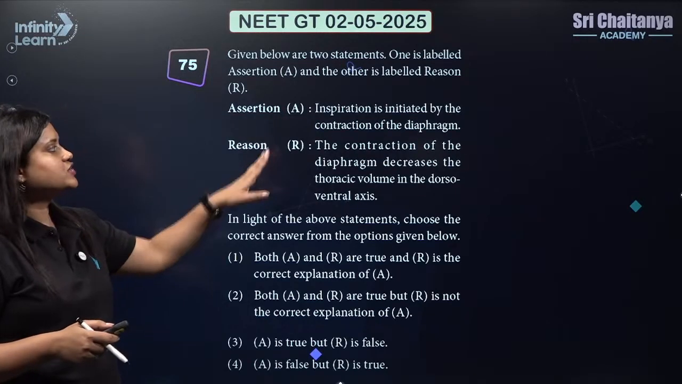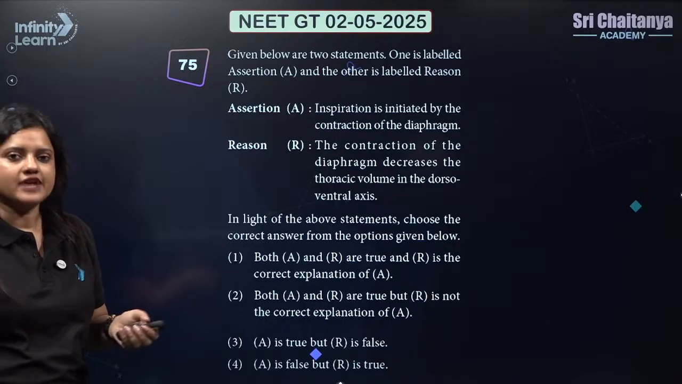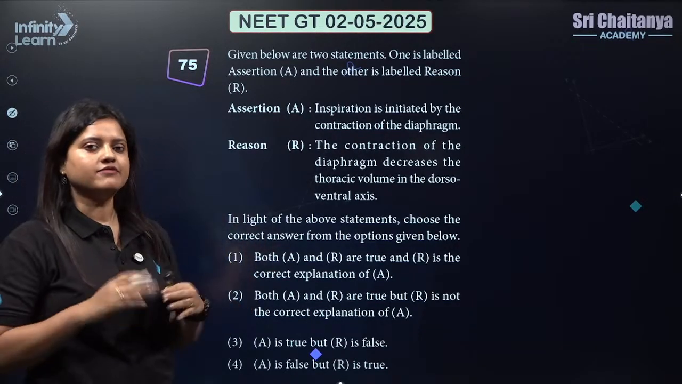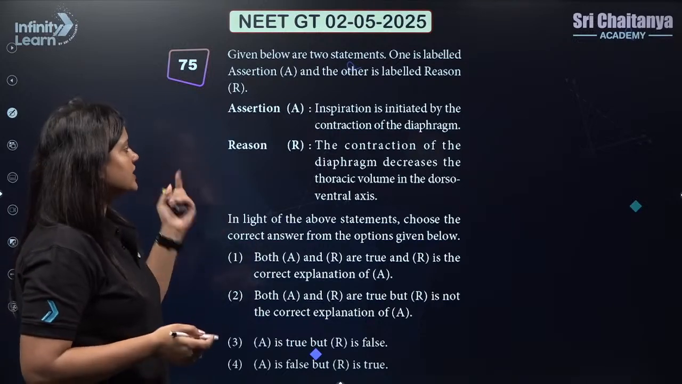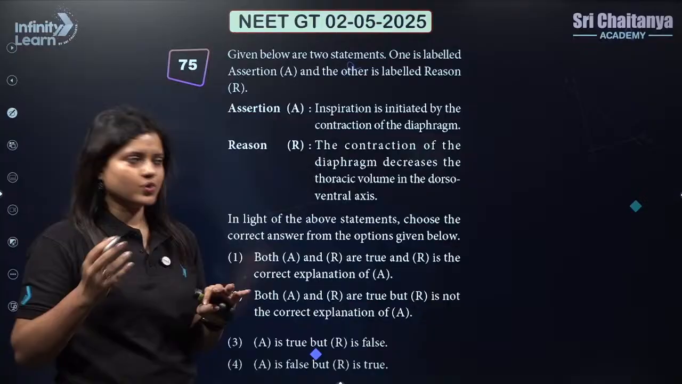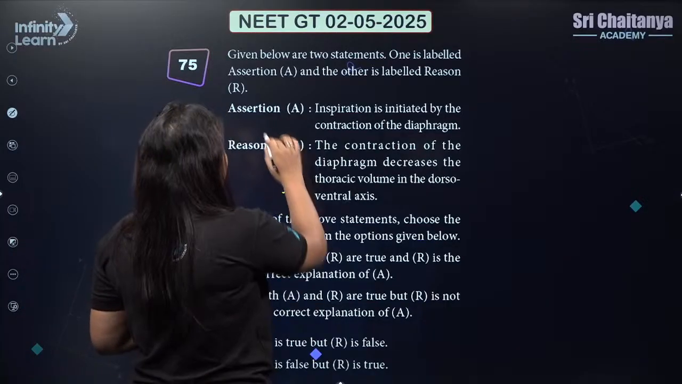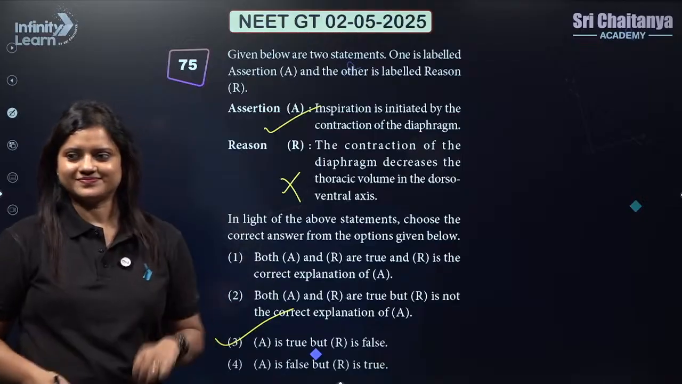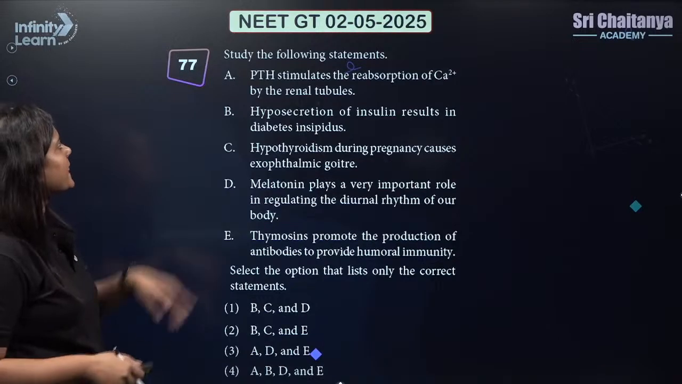Assertion says inspiration is initiated by the contraction of the diaphragm. So when the diaphragm contracts, from dome shaped it becomes flattened. Okay, so that is right. The reason says the contraction of the diaphragm decreases the thoracic volume. No, it is wrong. So assertion is true, reason is false. Answer should be 3.